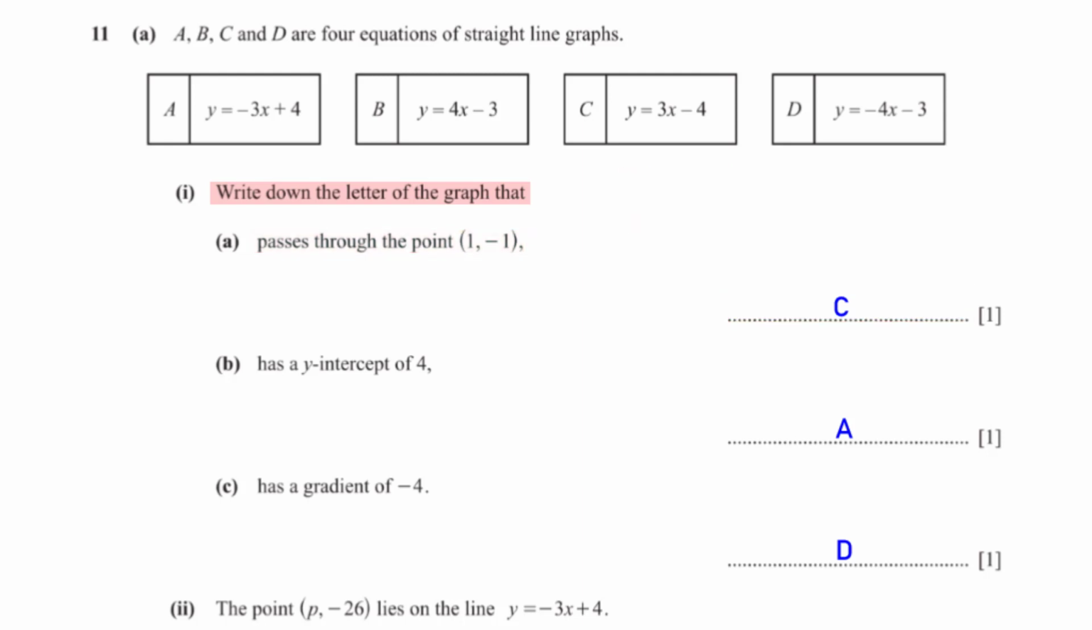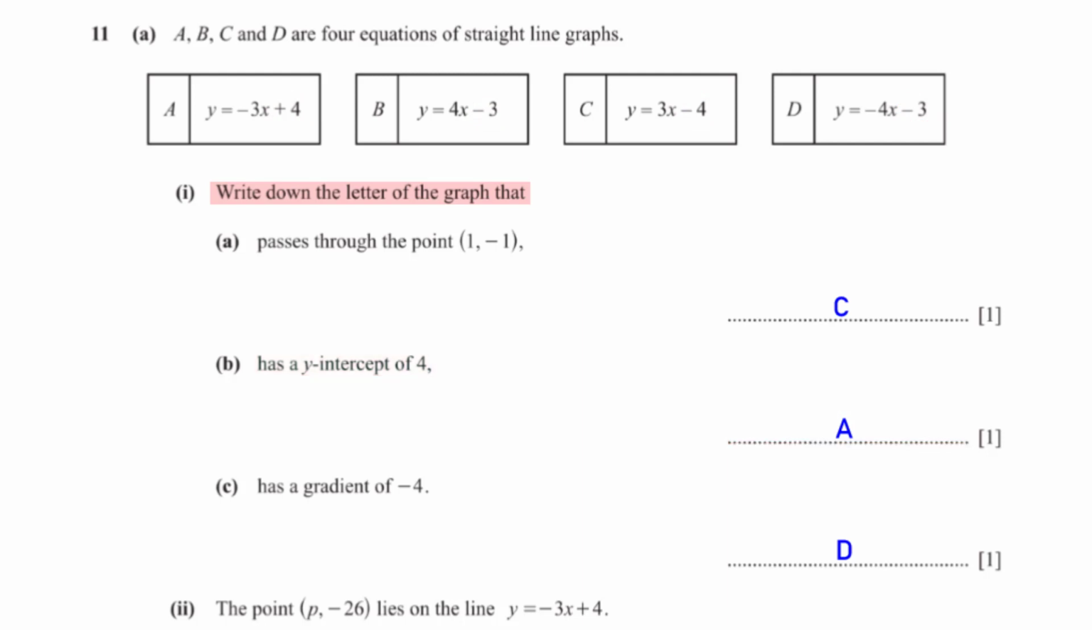Write down the letter of the graph that has a y-intercept of 4. All the straight line graphs have been expressed in the form y equals mx plus c. So the y-intercept is the constant term. So for graph A, the y-intercept is 4.